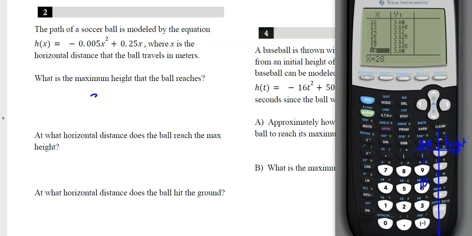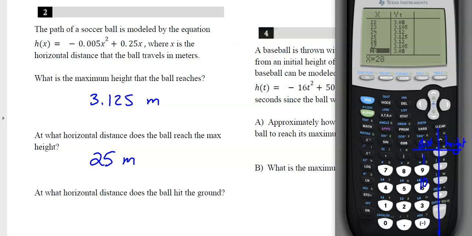So we have 3.125. And that happened when we were at 25 meters out. So basically you booted the soccer ball, and 3 meters is about 10 foot high, so it didn't go super high. At what horizontal distance does the ball hit the ground?